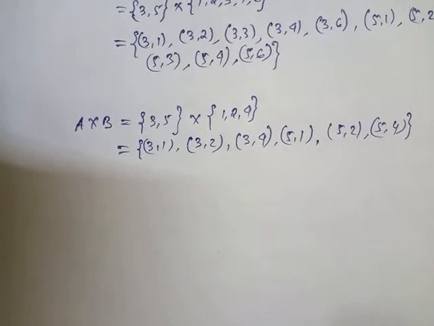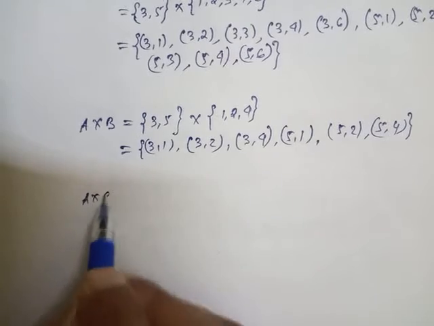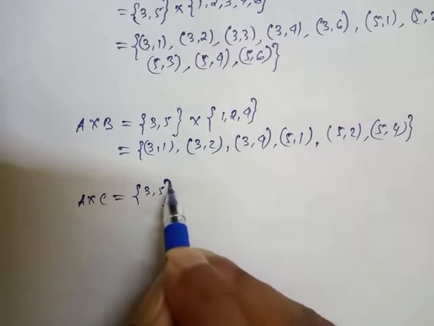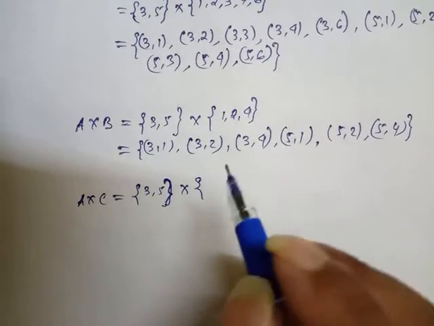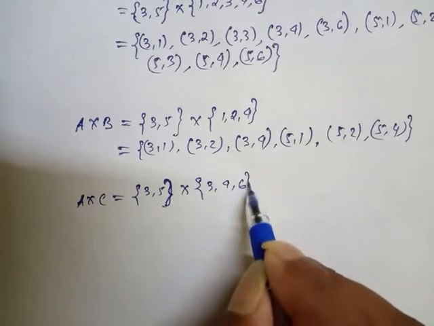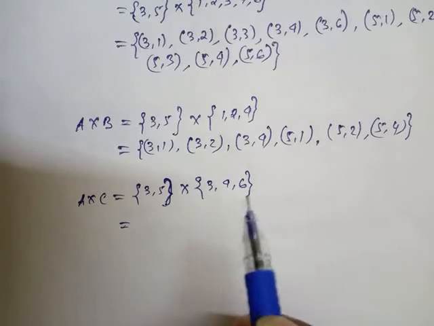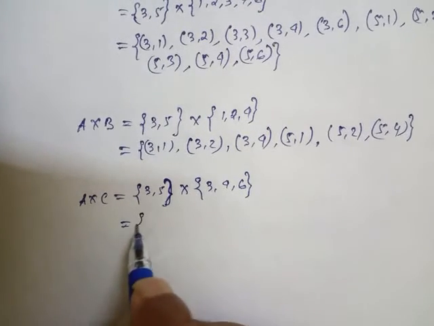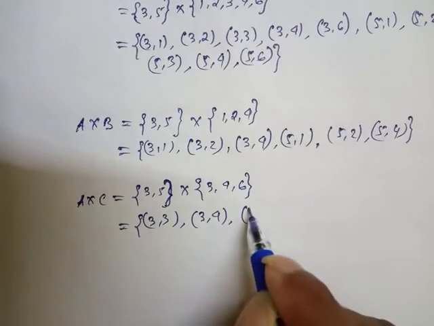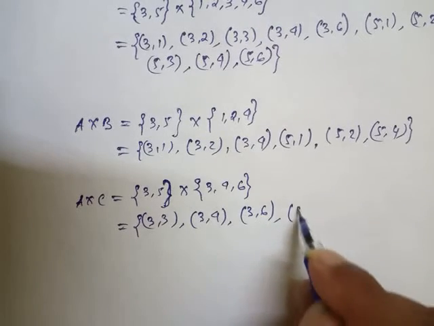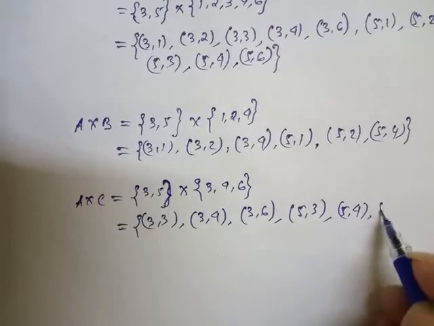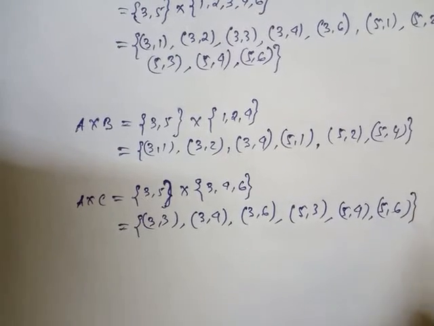Similar way, I will find out A product C also. So elements of A is 3 comma 5, and elements of C is 3 comma 4 comma 6. We'll find out now A product C. First one 3 comma 3, then 3 comma 4, then 3 comma 6, then 5 comma 3, then 5 comma 4, then 5 comma 6. This is the A product B and A product C.